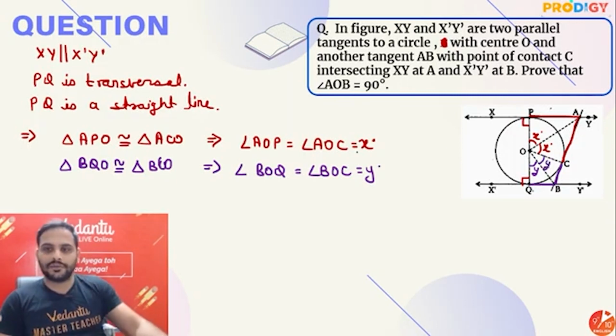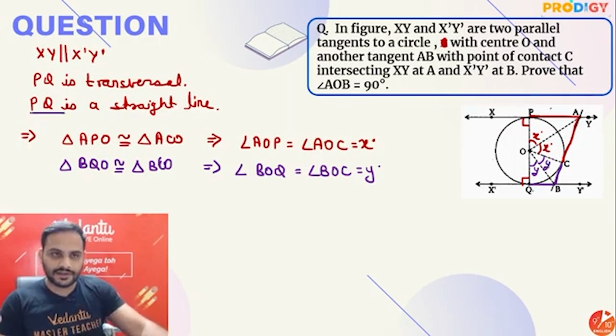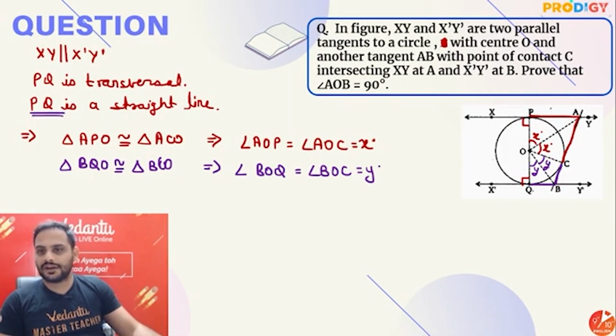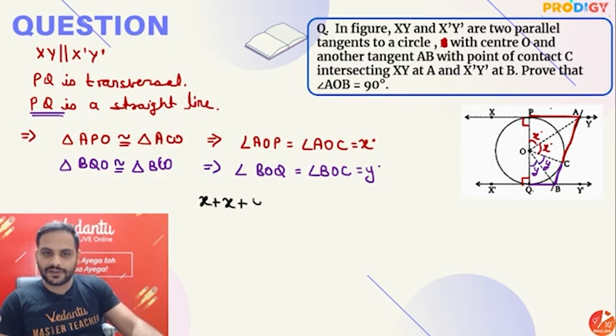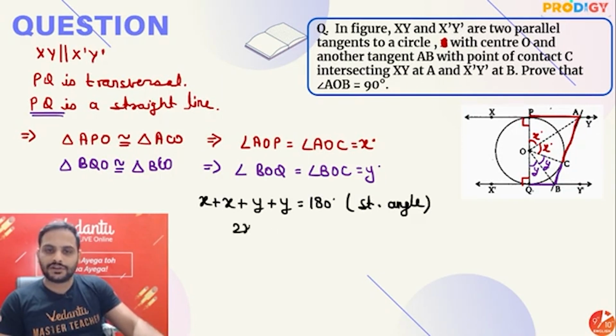All right, now beta, I know PQ is a straight line. If PQ is a straight line, the sum of all these four angles should be equal to 180 degrees. So angle x plus angle x plus angle y plus angle y is equal to 180 degrees because they are forming a straight angle. So it will be 2x plus 2y is equal to 180. Take 2 common, shift it over there. You will get x plus y is equal to 90 degrees.